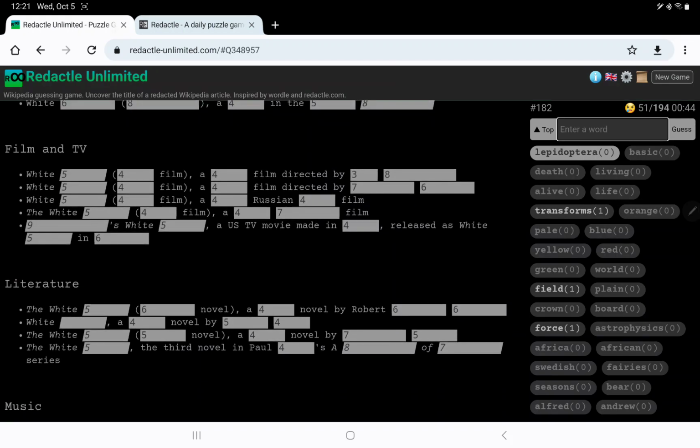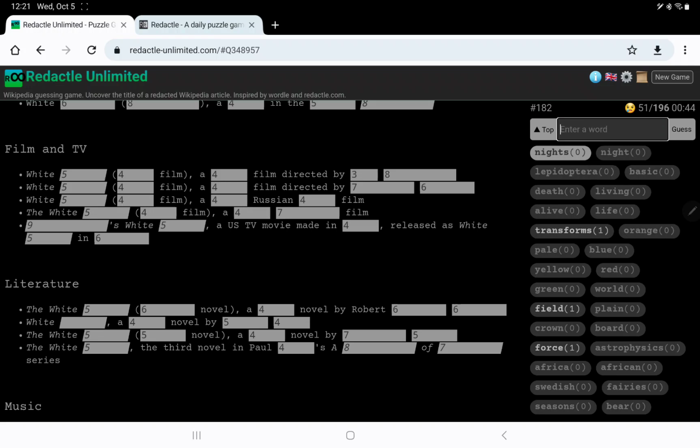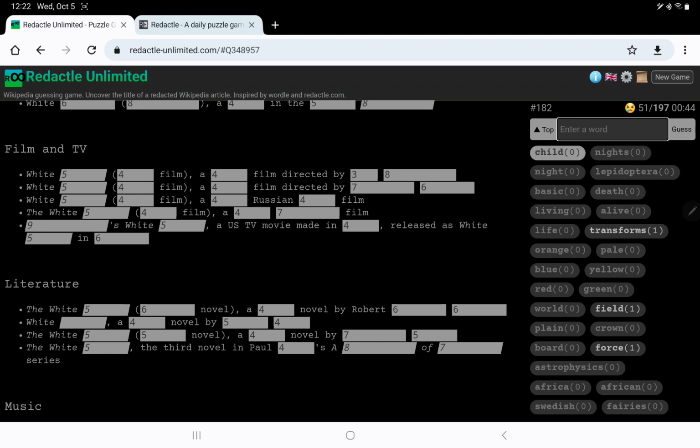So films, there's the white feather. Oh, did I do night? White Nights, of course, was a film. The white something. Child. Cloth.